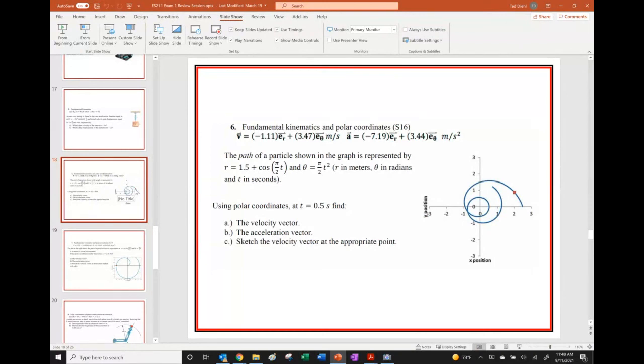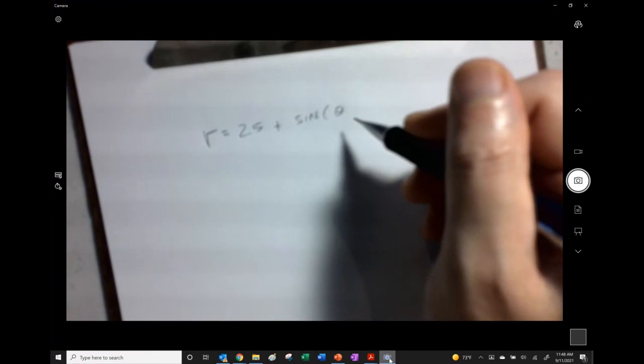I wasn't listening close enough to remember what the original part of the problem was. I put r is equal to 2.5 plus sine of theta minus pi over 3. Okay, slow down, slow down the derivation. Say it again. r is equal to 2.5 plus sine of theta minus pi over 3.